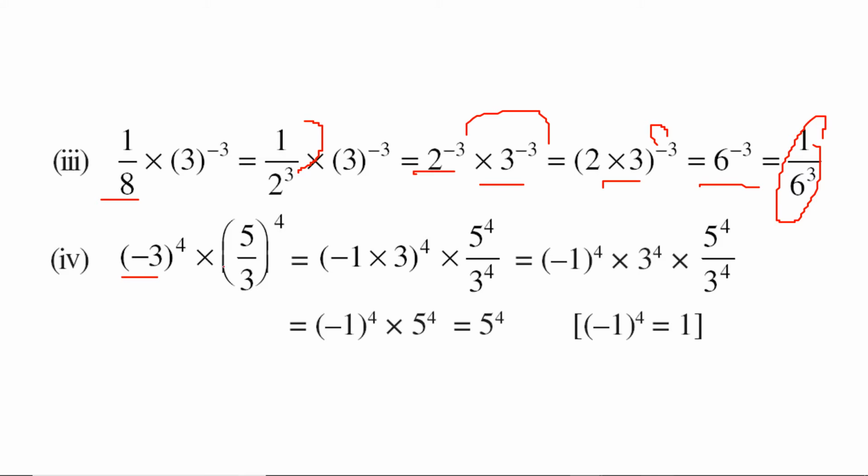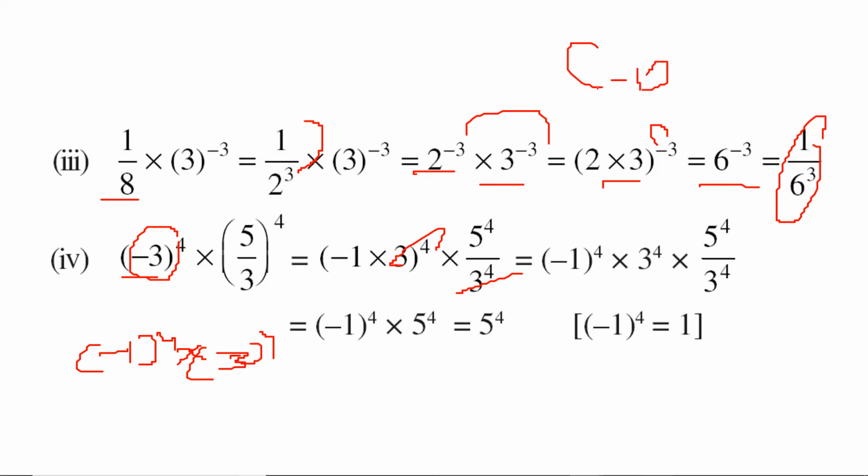Minus 3 by minus 3 to the power 4, this is 5 by 4, this is 3 to the power 4. So you can just write this as minus 1 to the power 4 into 3 to the power 4. So what you get? This 3 to the power 4 gets cancelled by this. Minus 1 to the power 4: always see, minus 1 raised to even power will give you 1, minus 1 raised to odd power will give you minus 1. So this is even power, so minus 1 to the power 4 is 1, 3 to the power 4 gets cancelled, 5 to the power 4, this is the answer.